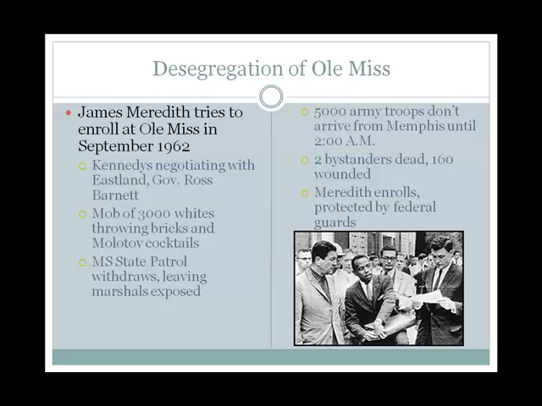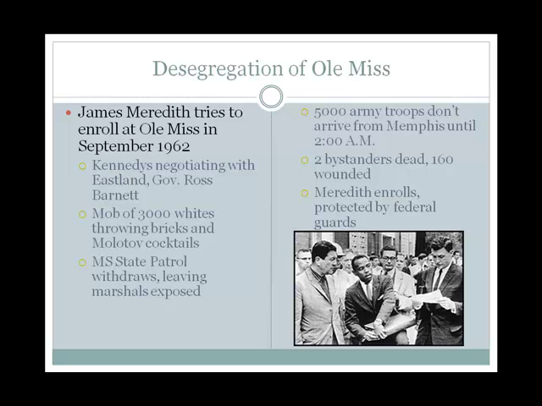At Ole Miss, or the University of Mississippi, President Kennedy and Attorney General Kennedy negotiated with Senator James Eastland and Mississippi Governor Ross Barnett to allow James Meredith, a black student, to enroll at the University of Mississippi. Eastland and Barnett guaranteed that order would be preserved on the campus, so the Kennedy administration only sent 500 federal marshals to the University of Mississippi to maintain control during this desegregation.